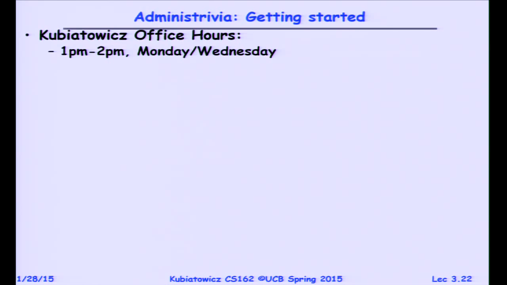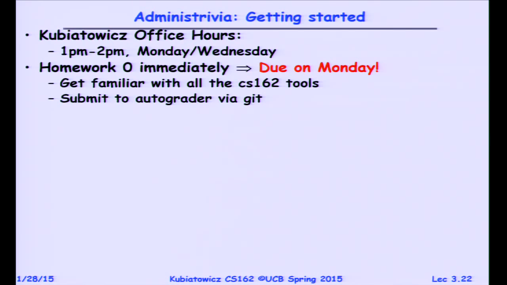So let's talk about a little administrivia. So my office hours, it looks like they're going to be 1 to 2 for now, Monday and Wednesday. If that ends up being a really big problem, we'll do something about it. But those are my initial ones, and my office is in Soda Hall, so we'll see how that goes in terms of the size of this class. I may have to hold them elsewhere, but homework 0, you should be working on immediately, but it's due on Monday instead of Friday. Gave you a little breather. Okay.